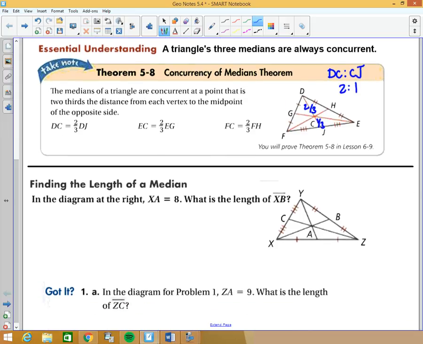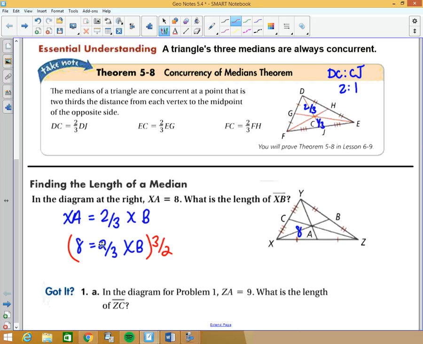So if we look at XA, from X to A, it's going to be 8. What's the length of XB? Well, we know that XA, since it's from the centroid to the vertex, is going to be equal to 2/3 of XB. So we fill in 8 equals 2/3 of XB. And if you don't remember, the way we solve that is we multiply by the reciprocal, which is 3 over 2.